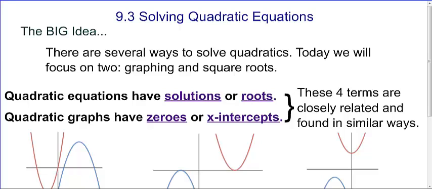Now, I'm going to throw four terms at you. They're all underlined here. They're in purple on my page, but solutions, roots, zeros, and x-intercepts. These are all closely related terms. We say that equations have solutions, or sometimes you see them called roots, where graphs would have zeros or x-intercepts.